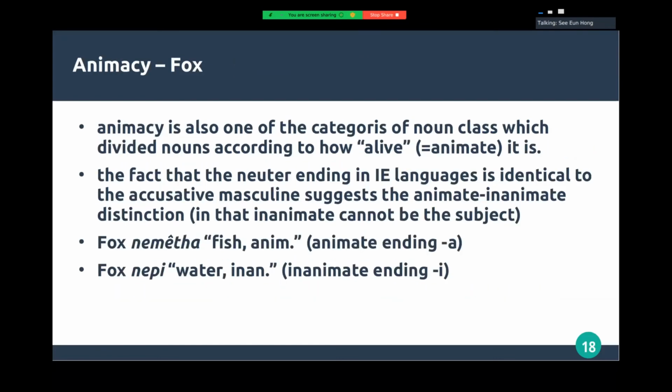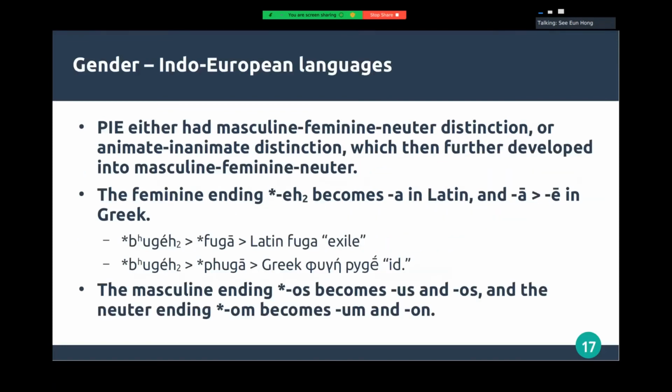So animacy is another way of classifying nouns, and it classifies nouns according to how alive, how animate they are. And as shown in the example we've seen just before, the neuter ending in PIE actually is identical to the accusative ending of the masculine declension.